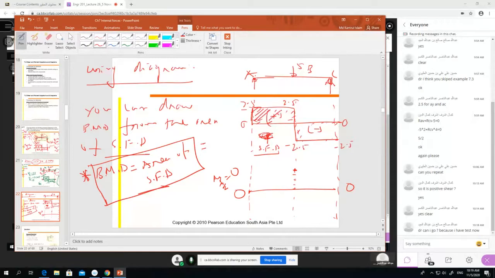The area is 2.5, and here the distance is 2. So 2.5 into 2 equals 5. This is kilonewton and this is meter, so kilonewton meter. From 5 we will go there, 5 kilonewton meter. Okay? And we will connect like this.